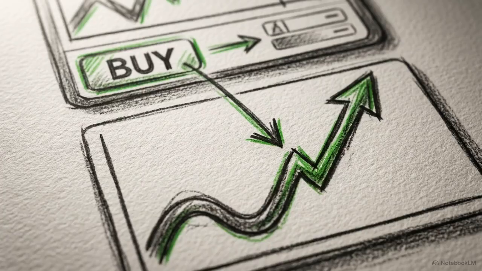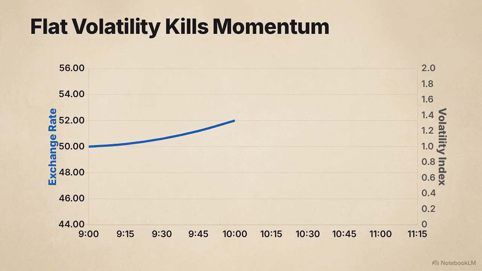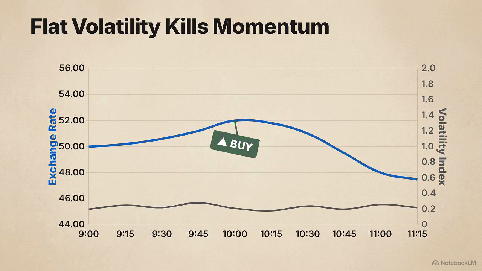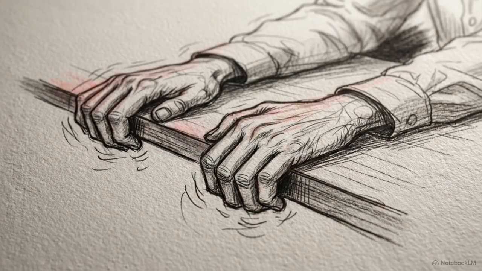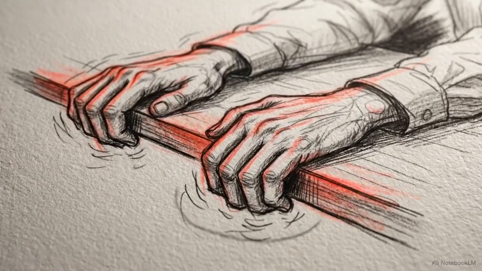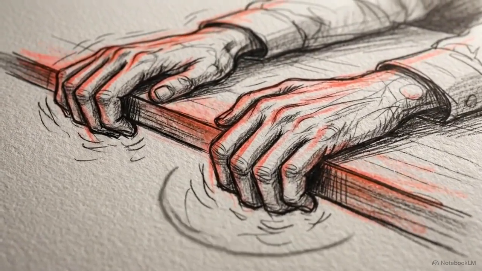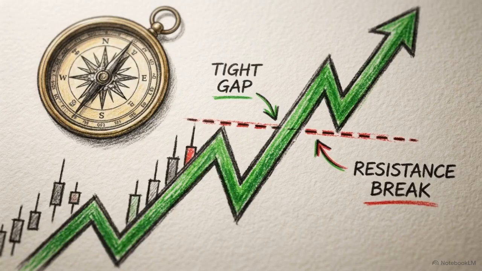You can use this to filter your entries. If a directional tool gives a buy signal while the volatility line is flat, the trade lacks the momentum to be profitable. It also helps manage your exits. If you are in a profitable position and volatility suddenly spikes to an extreme high, the market is reaching exhaustion. It's time to tighten your trailing stops.